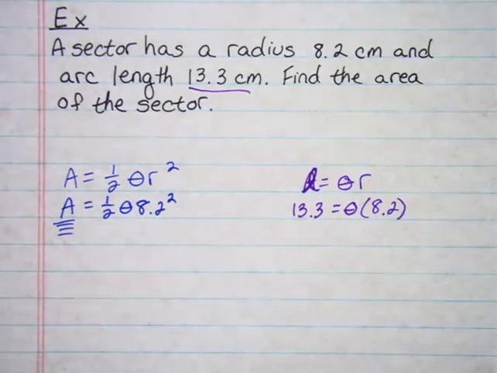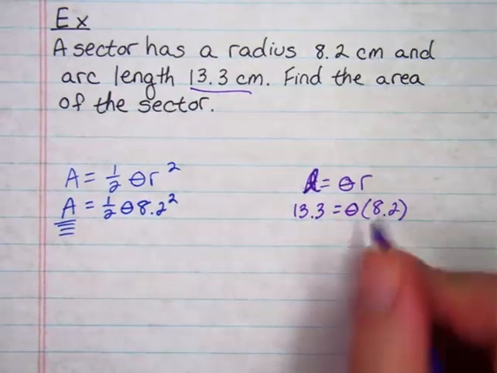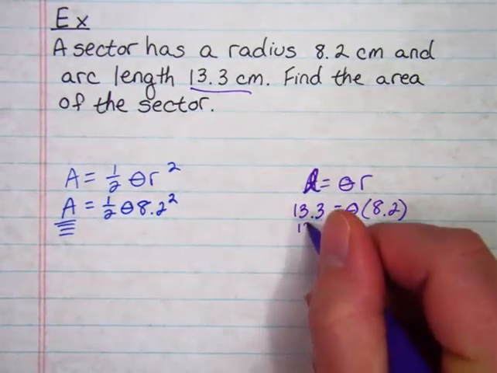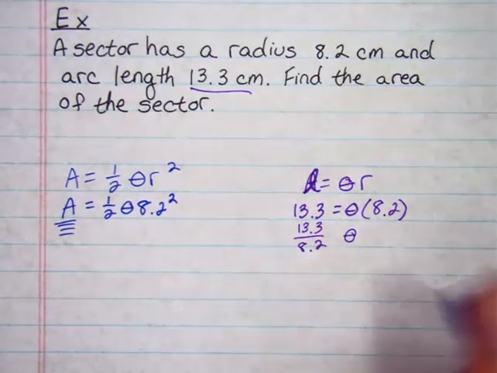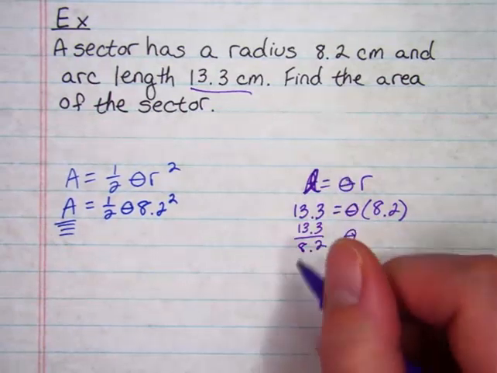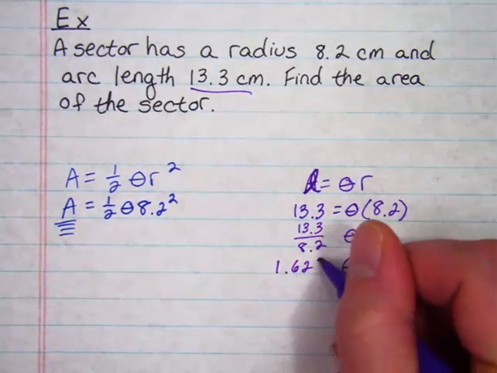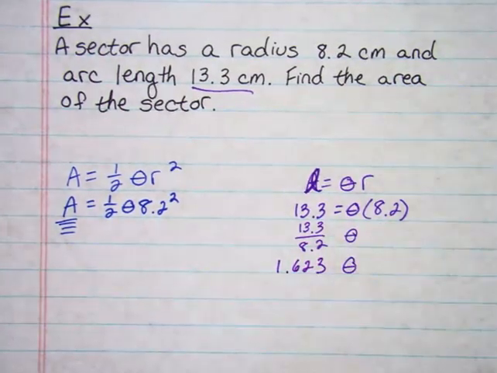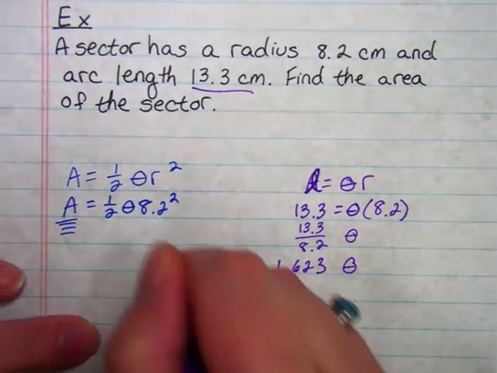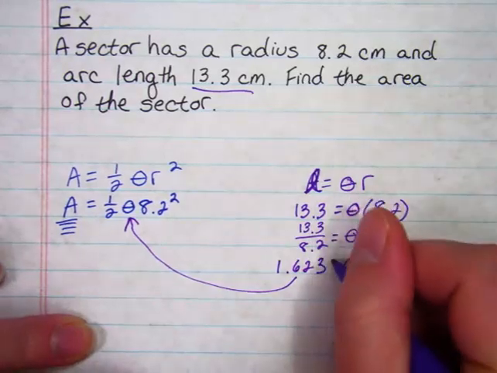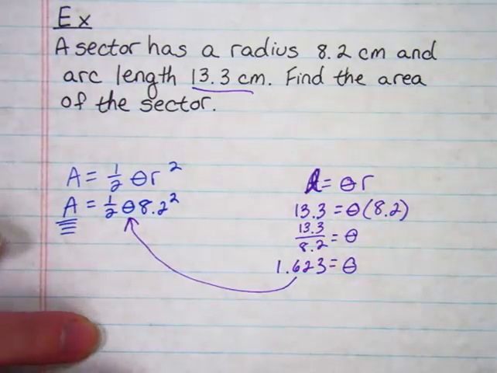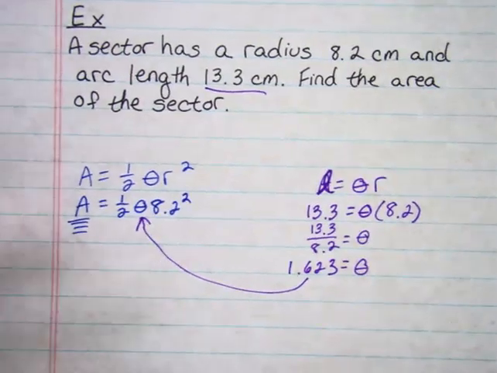So now I take a look at what I have. I need to find my theta, so I have to divide both sides by 8.2. So theta is 13.3 divided by 8.2. So therefore my theta is 1.623. That value is not exact. You need to make sure you keep that exact value, because now I have to take it and plug it in for theta. And it has to be exact so that my answer is more exact.